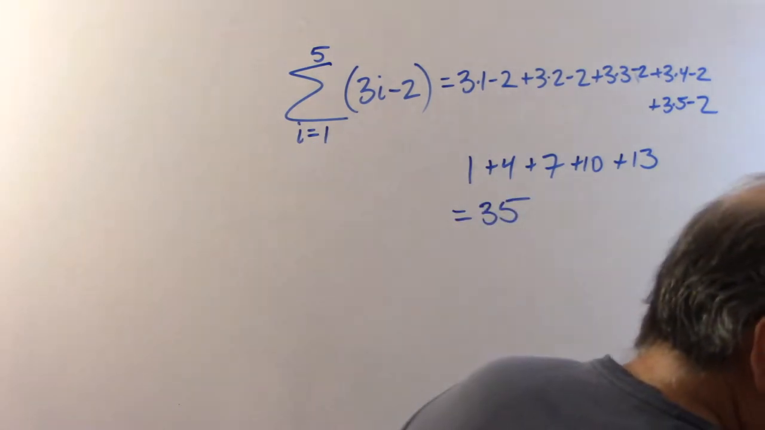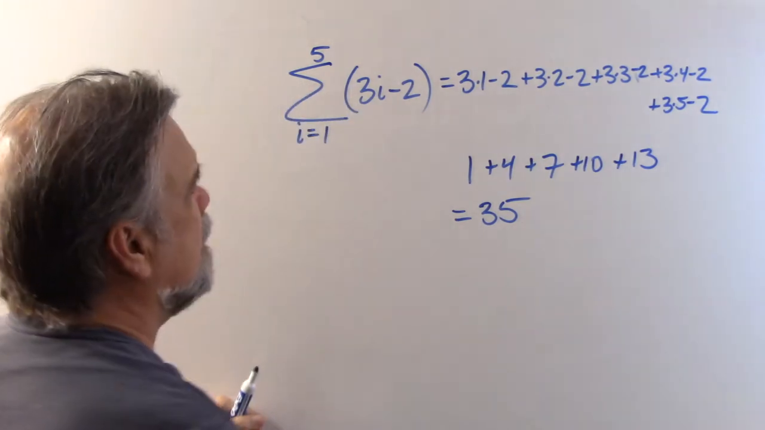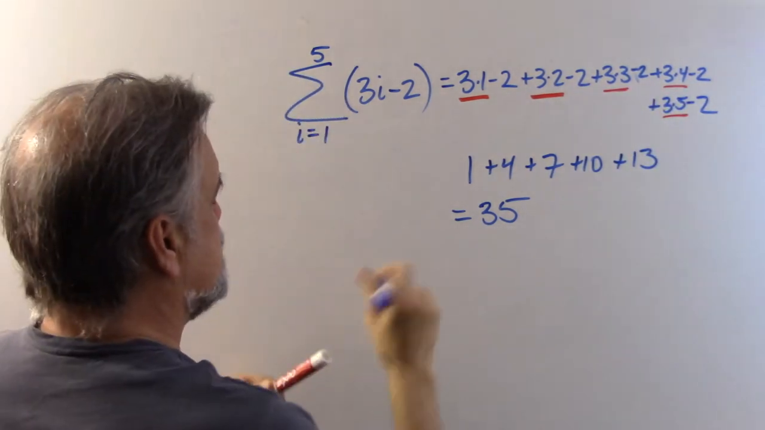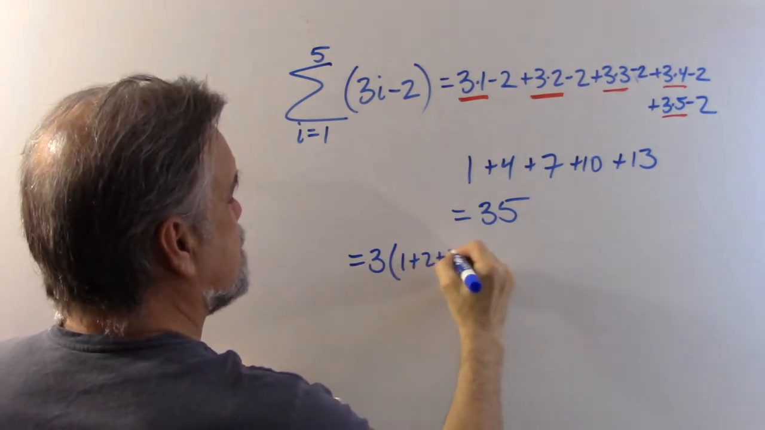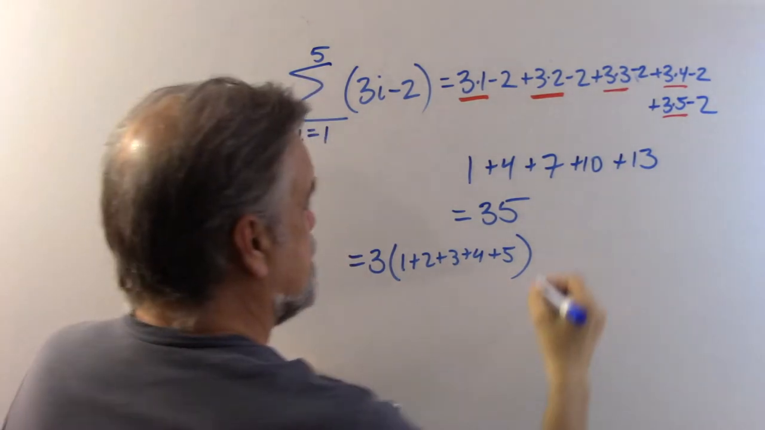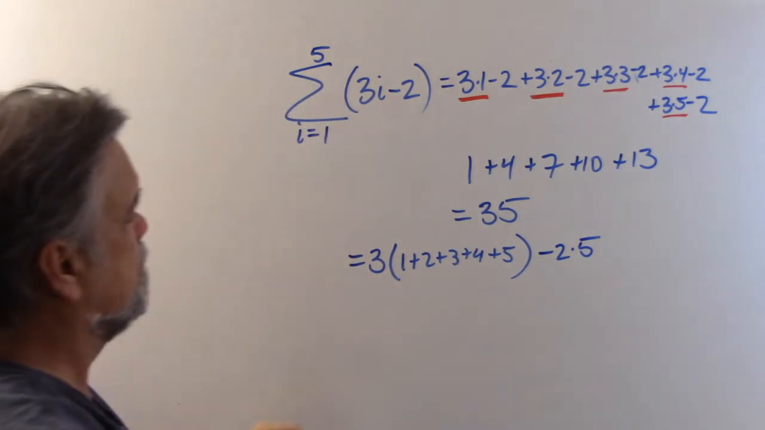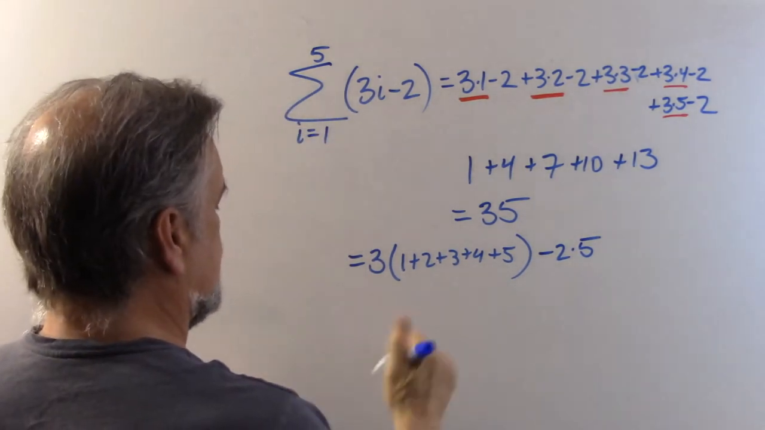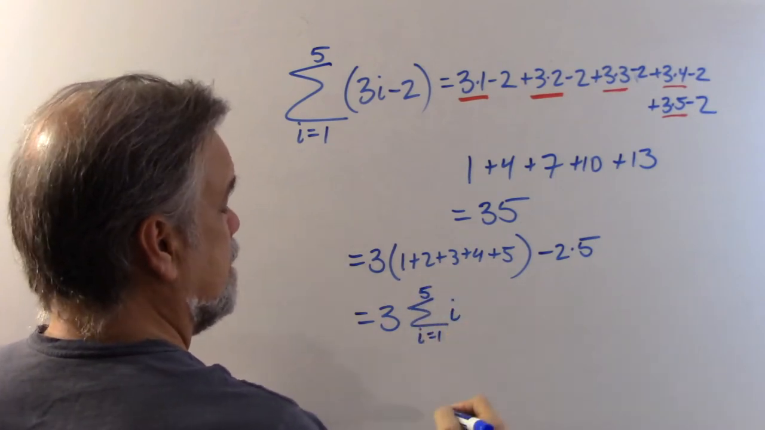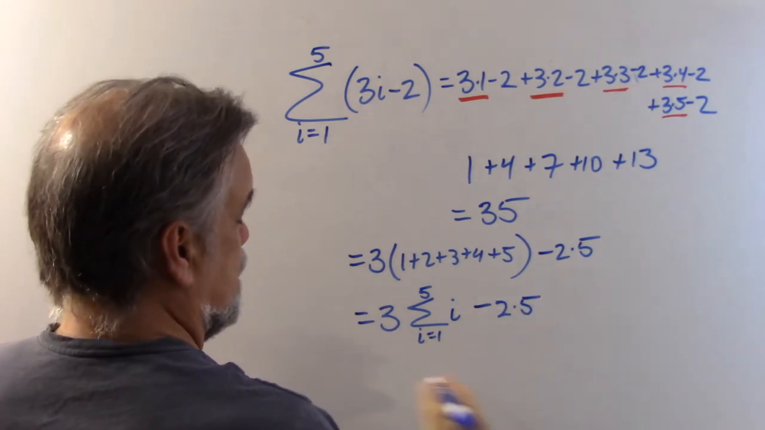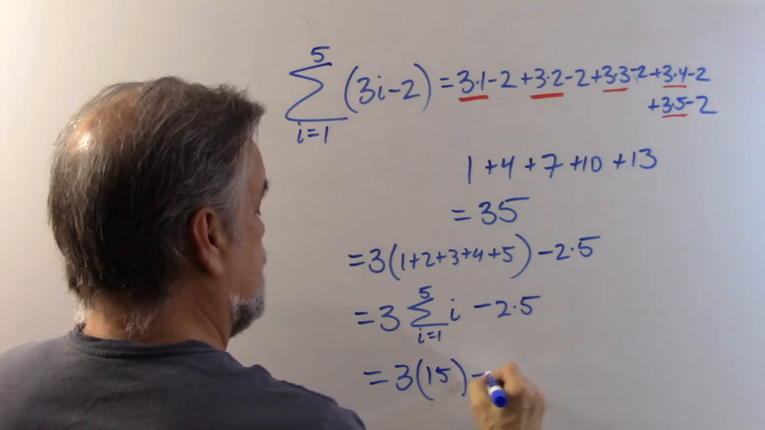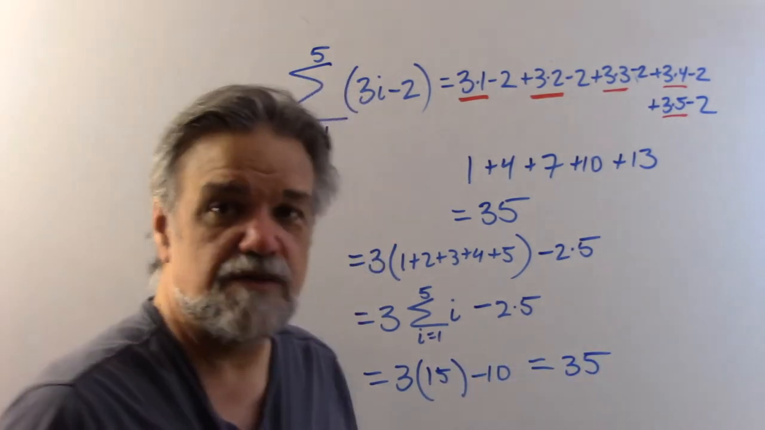I have 3 times 1 plus 3 times 2 plus 3 times 3 plus 3 times 4 plus 3 times 5. So basically, this is 3 times 1 plus 2 plus 3 plus 4 plus 5, minus 2, minus 2, minus 2, minus 2, minus 2. Well, that's just minus 2 times 5. So basically, this is the same thing as saying 3 times the sum as I goes from 1 to 5 of I, minus 2 times 5. Okay, and that's just 3 times 15, minus 10, which is 45 minus 10, which is also 35. So either way, I get 35.